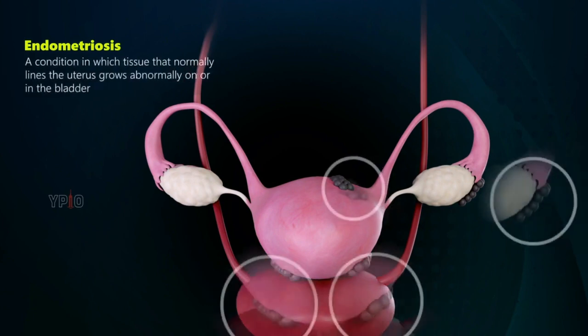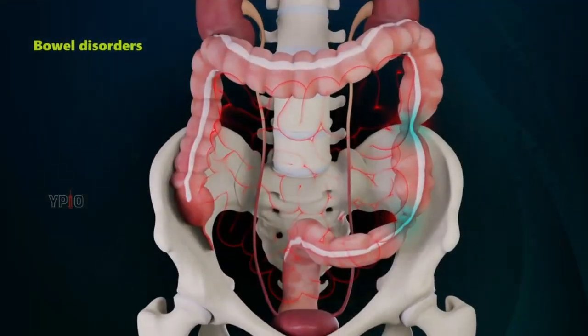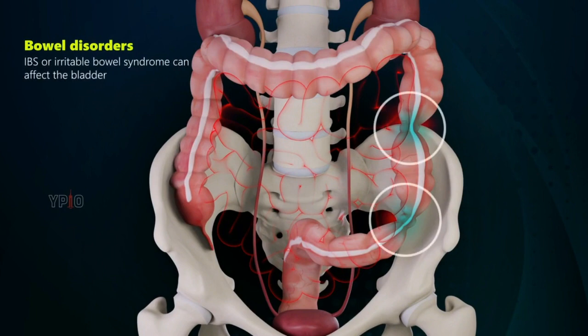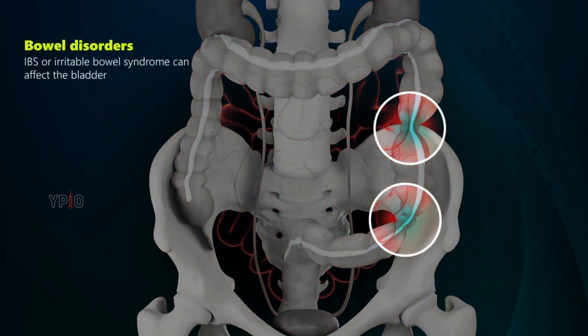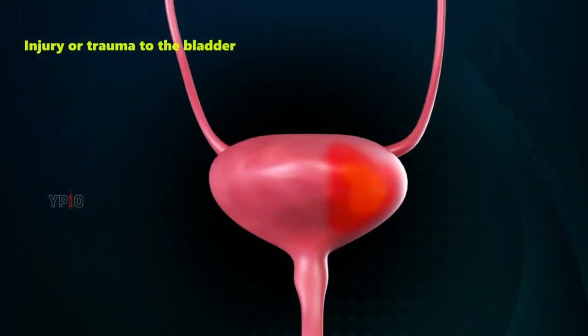Endometriosis, a condition in which tissue that normally lines the uterus grows abnormally on or in the bladder. Bowel disorders. IBS, or irritable bowel syndrome, can affect the bladder. Urethral stricture, an area of narrowing of the urethral passage. Injury or trauma to the bladder.